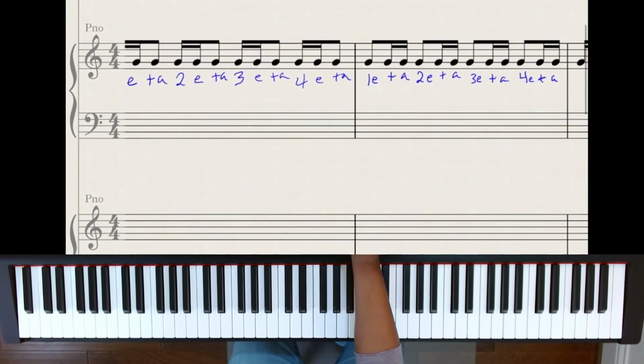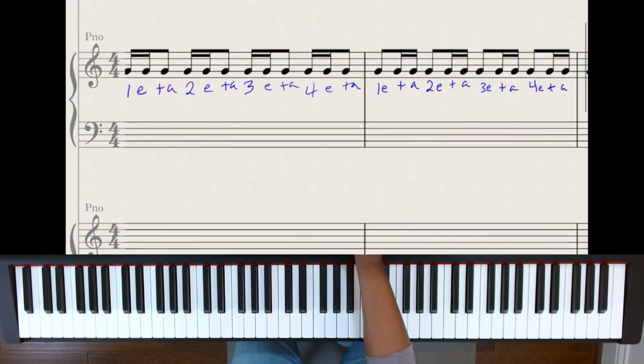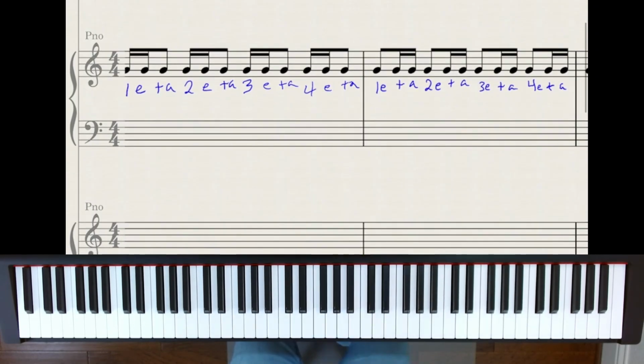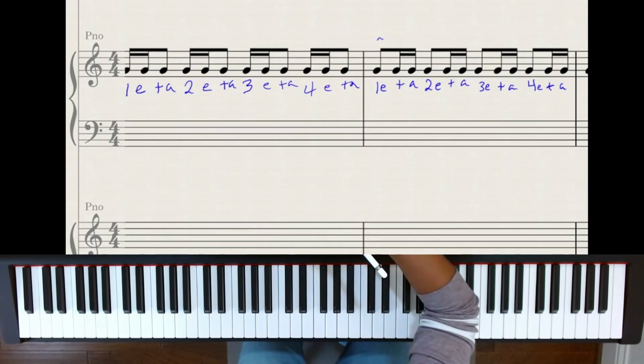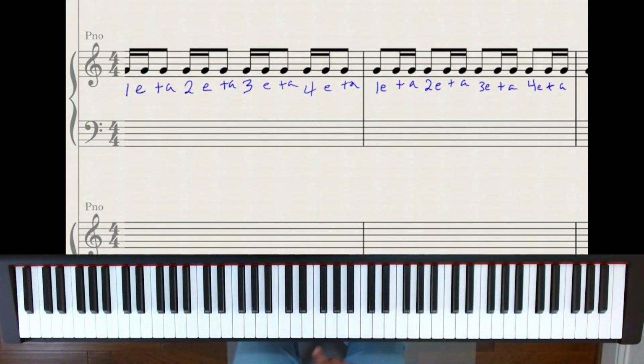Now this example is the opposite of what we just did. Now we have the 8th note leading the way instead of the 16th notes. So when I go to play this one, it's 1 E and 2 E and 3 E and 4 E and.